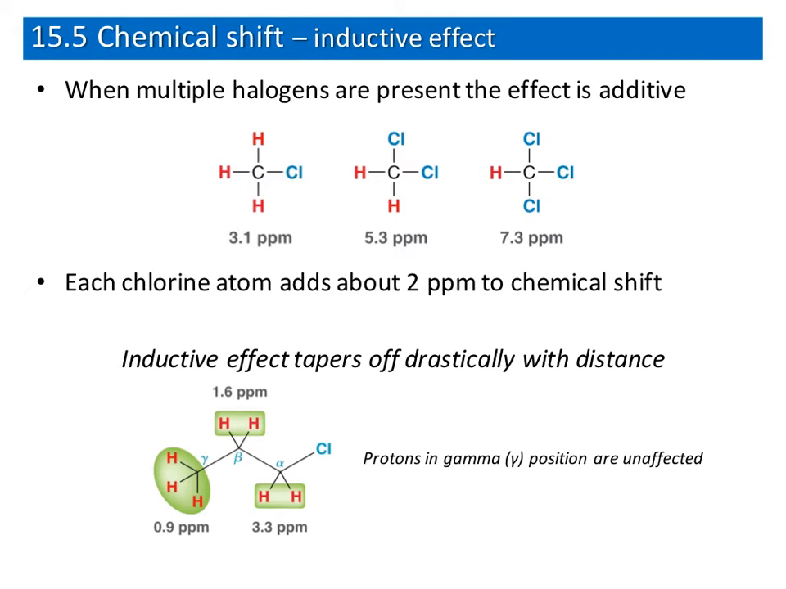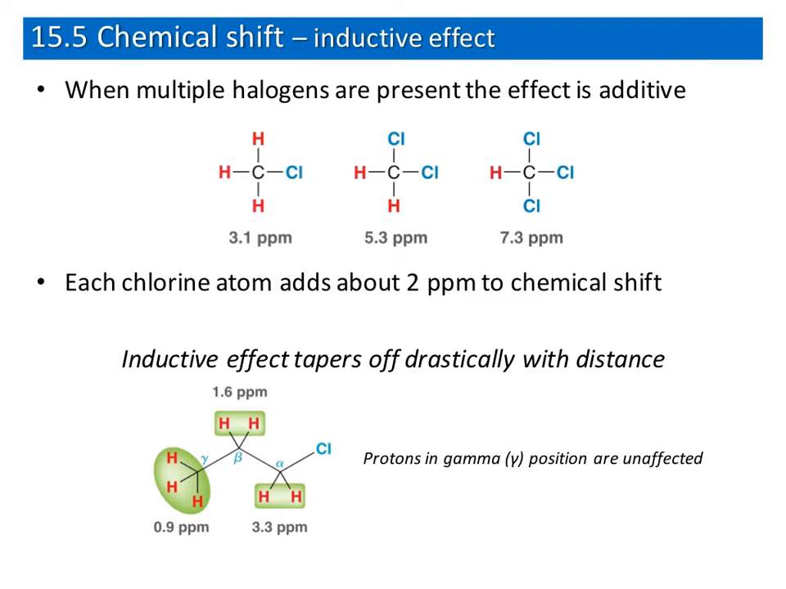Now, when we have more than one halogen, this effect is additive. So for example, here with one chlorine, the chemical shift for these hydrogens is 3.1 ppm. Now if we add another chlorine, the chemical shift for these hydrogens will be at 5.3 ppm, and with 3 chlorines it's at 7.3 ppm. So basically each chlorine atom adds about 2 ppm to the chemical shift.